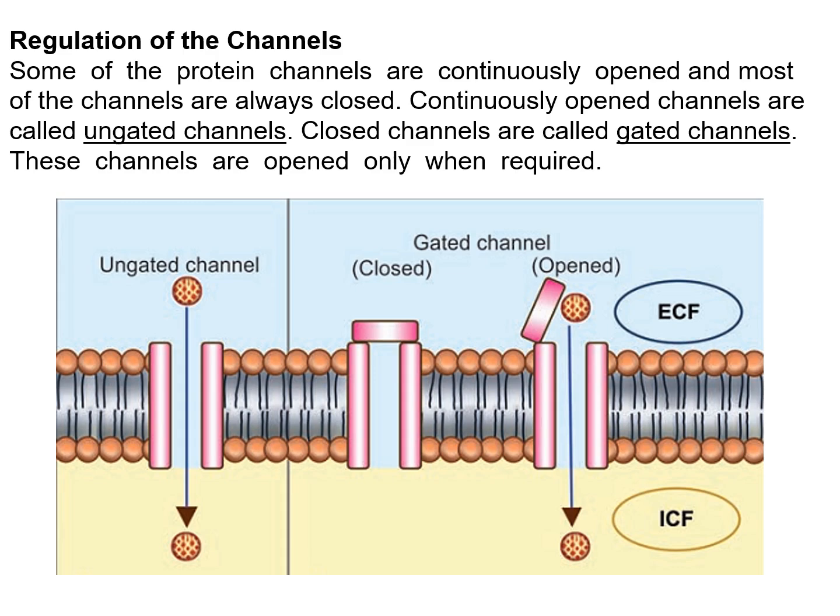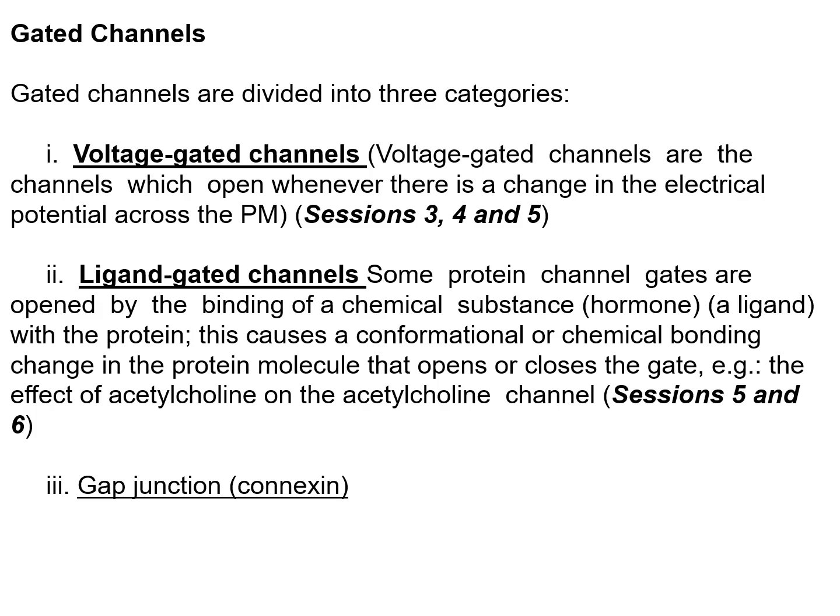So, as I mentioned a few slides before, these channel proteins could be continuously open. They are called leaky channels. They are not gated. While we have other channel proteins that are gated, they are closed in the normal resting situation, but could be opened on a specific response. These are called gated channels. And we could subclassify gated channels also into voltage-gated channels or ligand-gated channels.